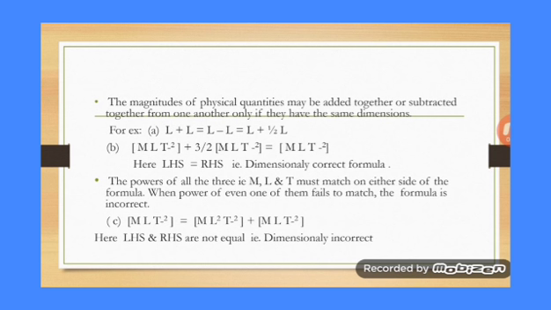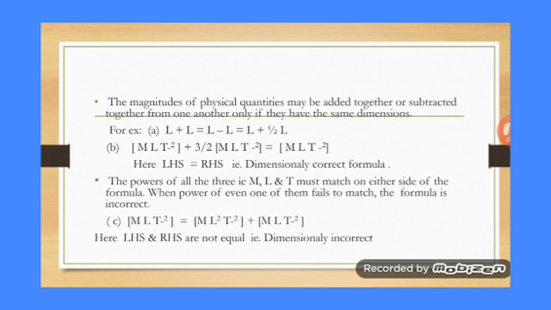If the dimensions are different, that is, if one is L square and the other is L, for example, if you want to add MLT minus 2 and 3ML2T minus 2, it cannot be possible because one dimension is ML2T minus 2 and the other is MLT minus 2. One is the dimension of force and the other is the dimension of energy. Since they are not matching, therefore they cannot be added or subtracted. And if the dimensions are the same, then you can easily add or subtract.